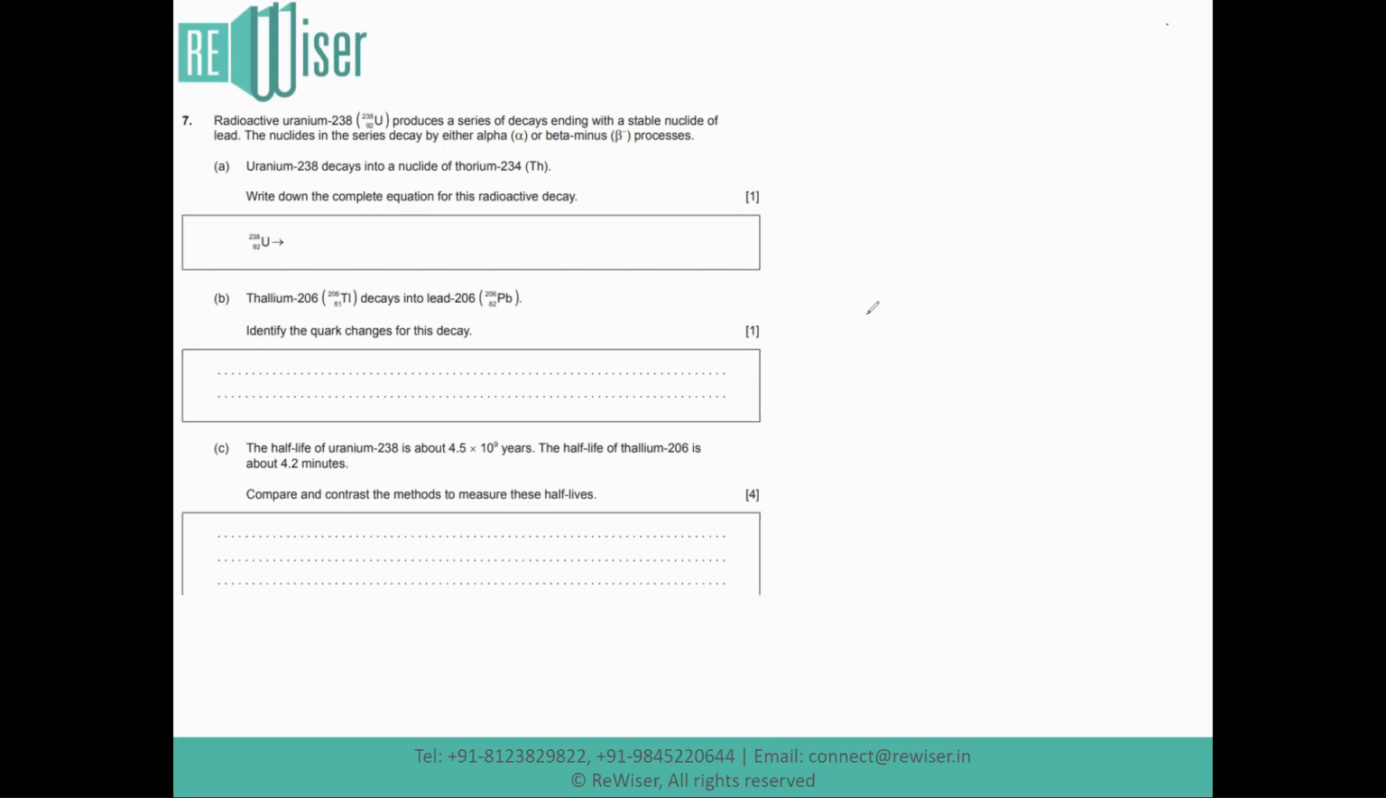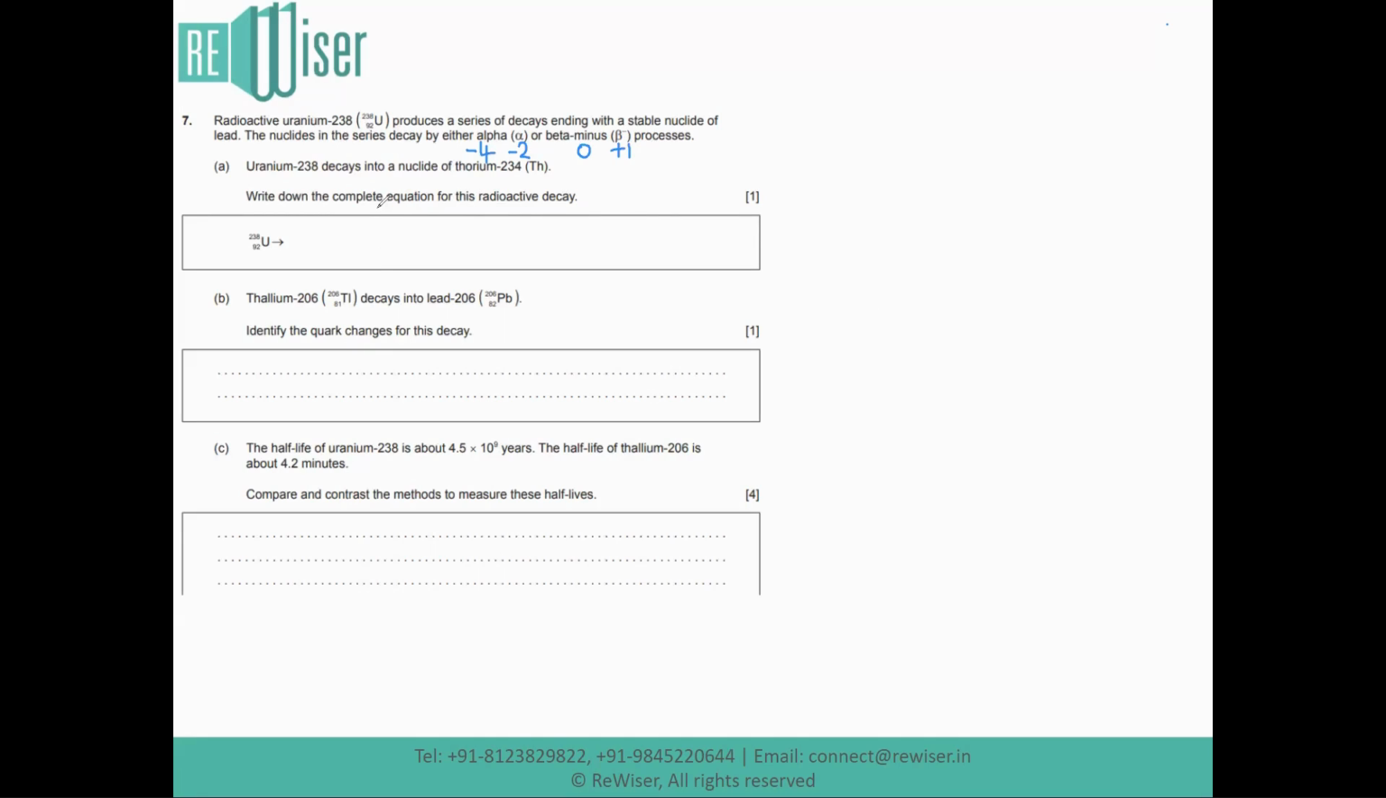So here the prerequisite before we continue solving the question is to remember that when an unstable radioactive nucleus undergoes alpha decay, its atomic mass reduces by 4 and its atomic number reduces by 2. Whereas when the same radioactive nucleus undergoes beta minus decay, its atomic mass remains the same, it changes by 0, and its atomic number increases by 1 because it releases an electron with a proton.